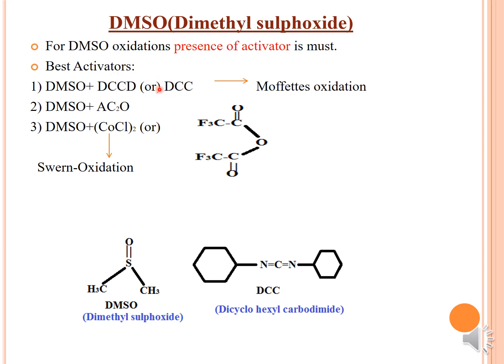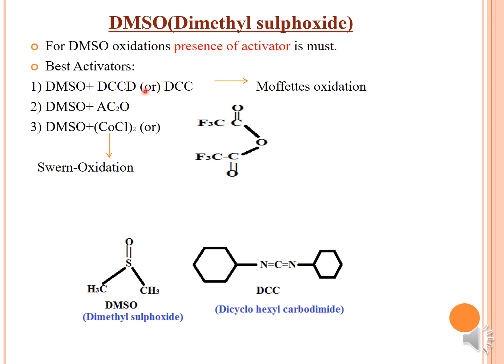dicyclohexyl carbodiimide, sorry, I got confused. When it is treated with that, at that time you will have the Moffatt oxidation. Moffatt oxidation is nothing but the combination of DMSO and DCC.